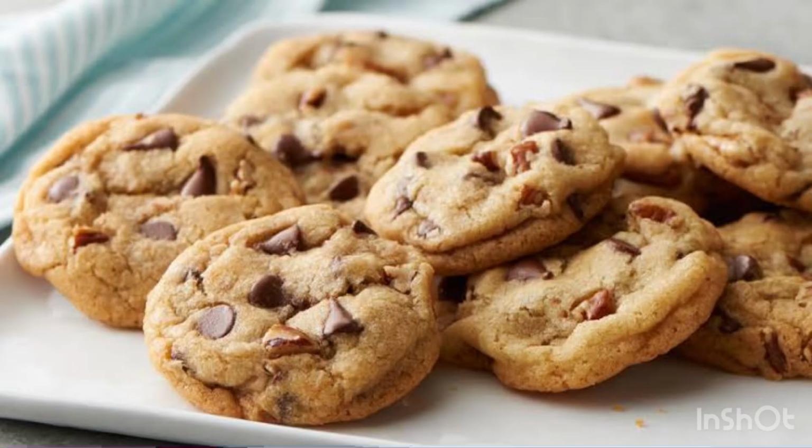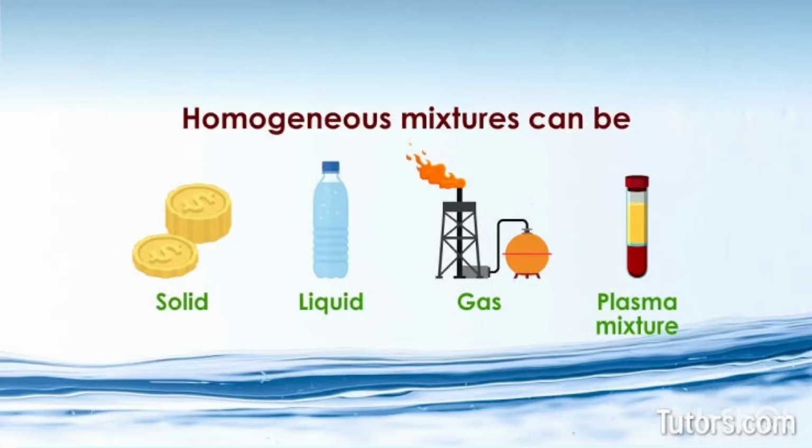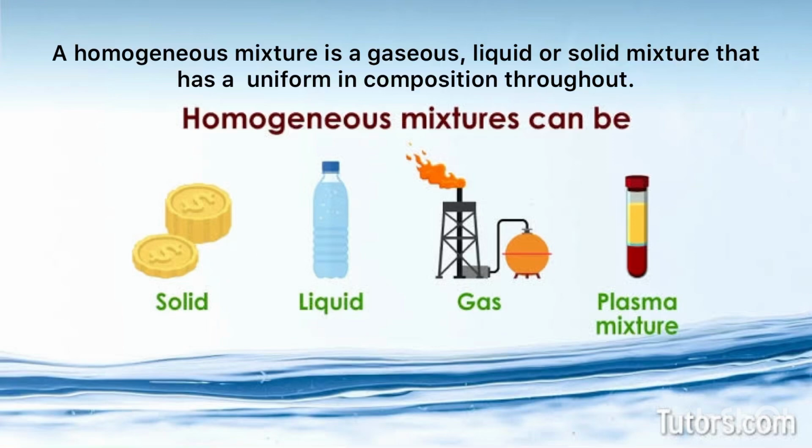There are many examples of mixtures: cookie, salad, gasoline, salty water, and gold. Now you would ask yourself a question: how are gold and gasoline a mixture? Basically, this introduces us to our next topic: homogeneous and heterogeneous mixtures. First, we're gonna introduce the homogeneous mixture. A homogeneous mixture is a gaseous, liquid, or solid mixture that has a uniform composition throughout.